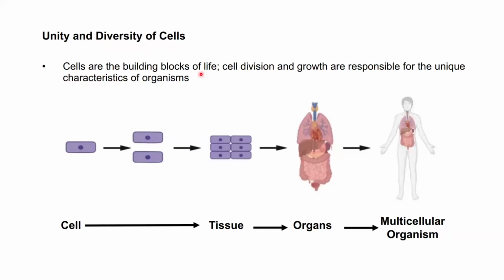Cells are the building blocks of life. Cell division and growth are responsible for the unique characteristics of organisms. So again, you're starting off with one single cell, and then it divides into two cells, and once you divide even more, you get lots of cells that are the same, but they're coordinating to carry out a function. That's where you get a tissue, and then you build up to organs, and then you have the multicellular organism, like us as humans, we're a multicellular organism. This is going back to the zooming in and zooming out. So going from the cell to the multicellular organism, we're effectively zooming out.